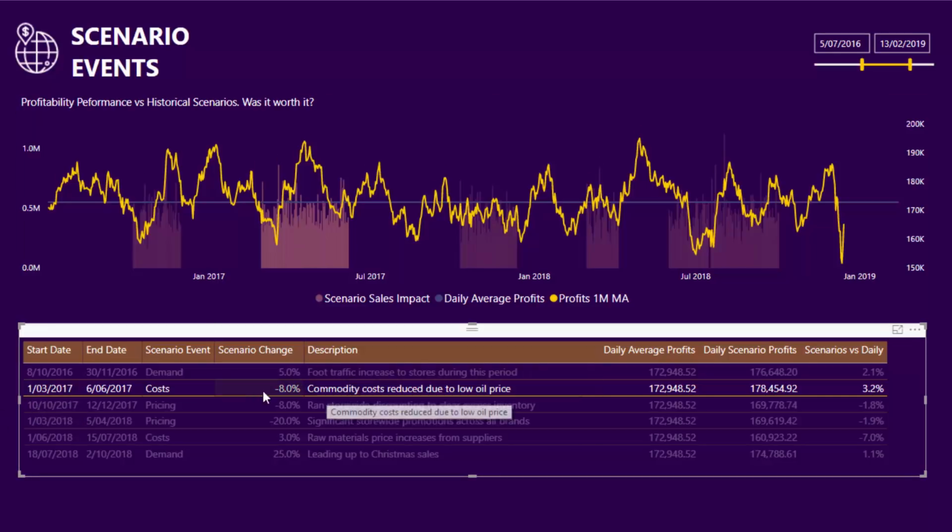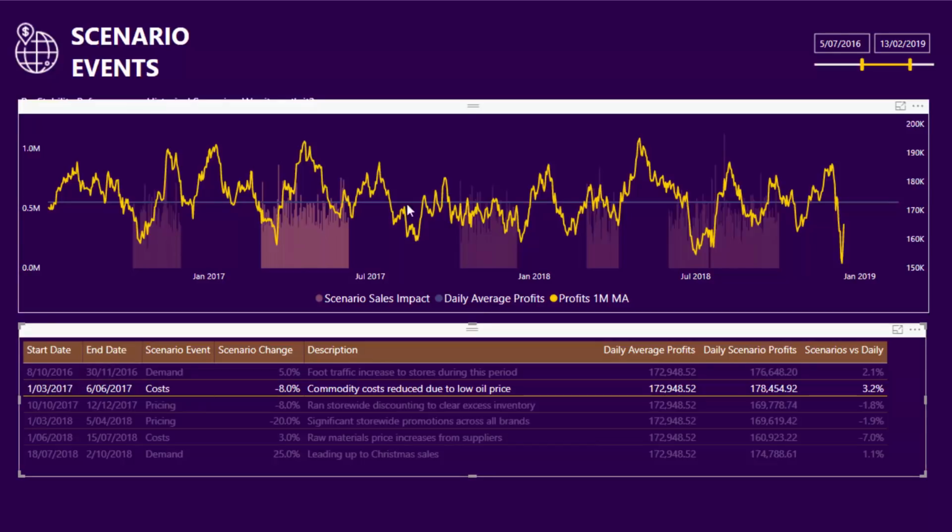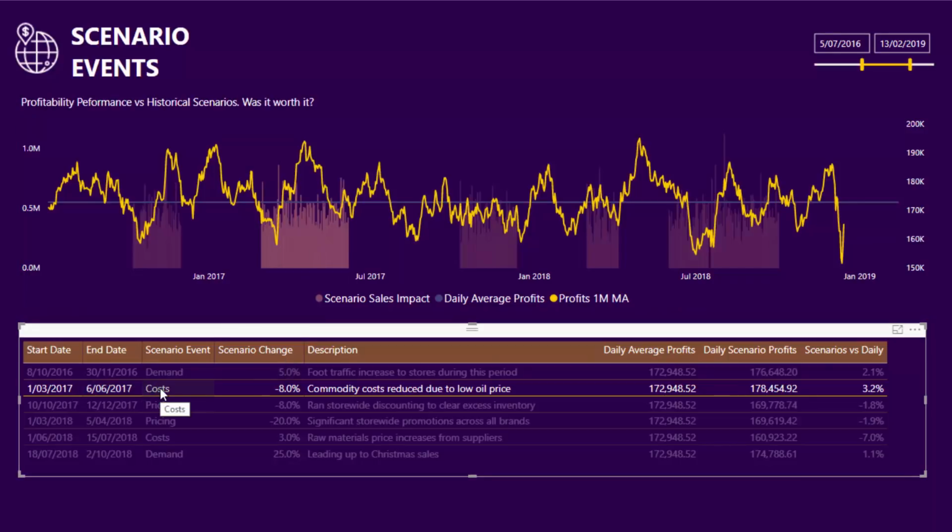What we have here is we have costs over this particular time period. So I've selected it. We can see here and behind visually, this is just what's happening to our sales, but our costs have reduced by 8%. Lower oil price, commodity costs have reduced for us. And so what we have seen is that when that event has occurred over that particular time frame, again, we've had a positive result. Profits have increased on average, across a daily average benchmark, by 3.2%.